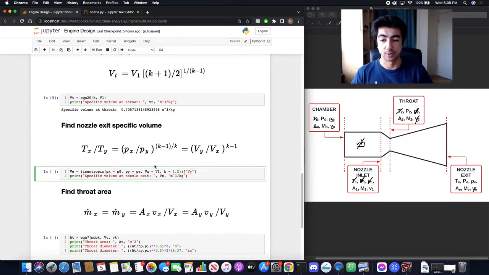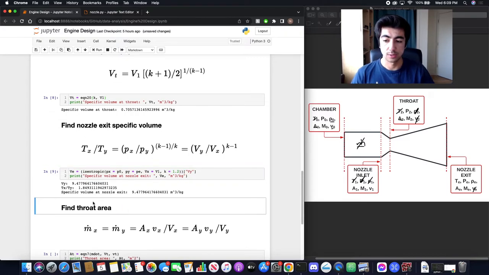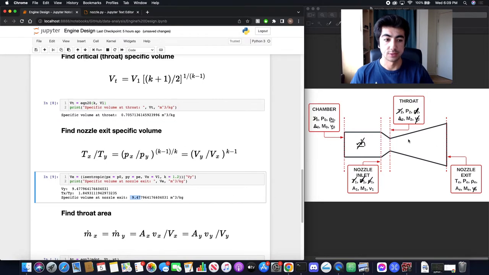So using the isentropic relations, definitely recommend trying to work this out on your own or convincing yourself how this works. We can solve for this specific volume at the nozzle exit, and it's going to be 9.48 meters cubed per kilogram. So again, this huge increase in specific volume from the throat, where it was 0.7, all the way to the exit, where it's much higher. Again, this corresponds to a decrease in density. It's expanding in the nozzle. So we're getting an expansion process, a decrease in density. And this makes sense.